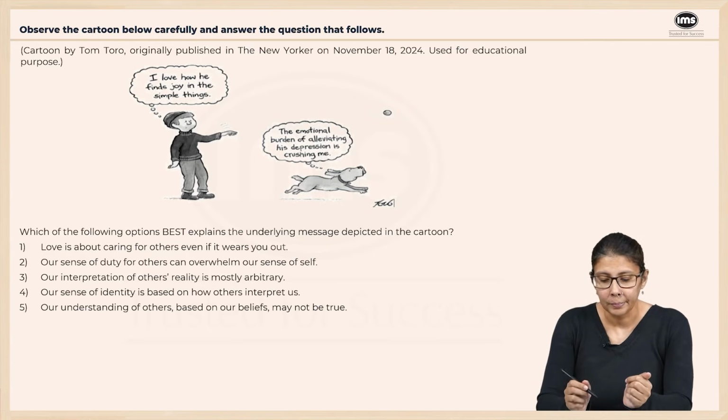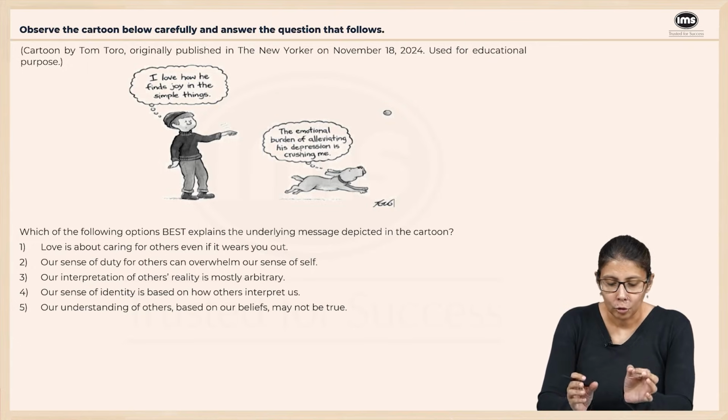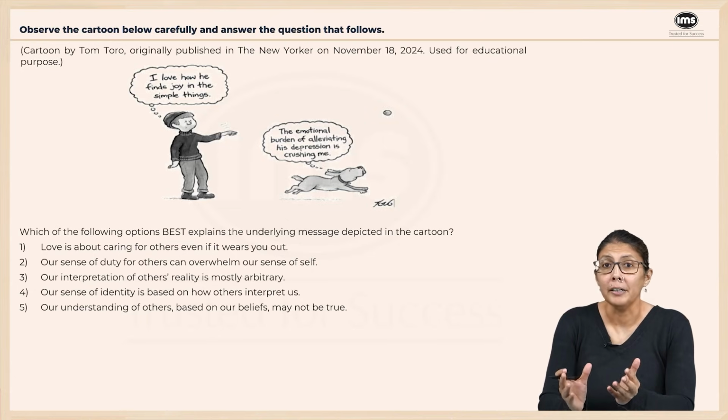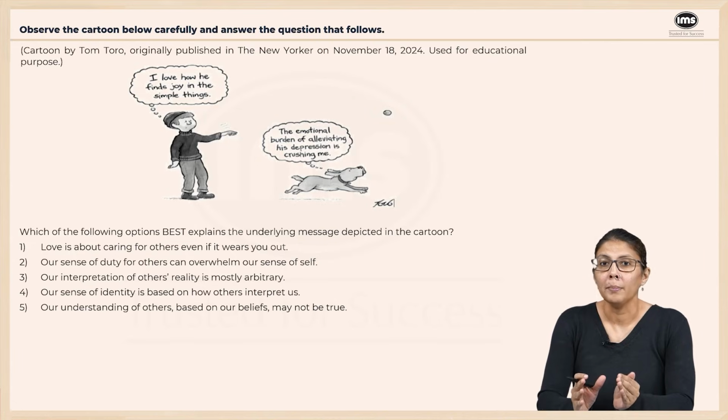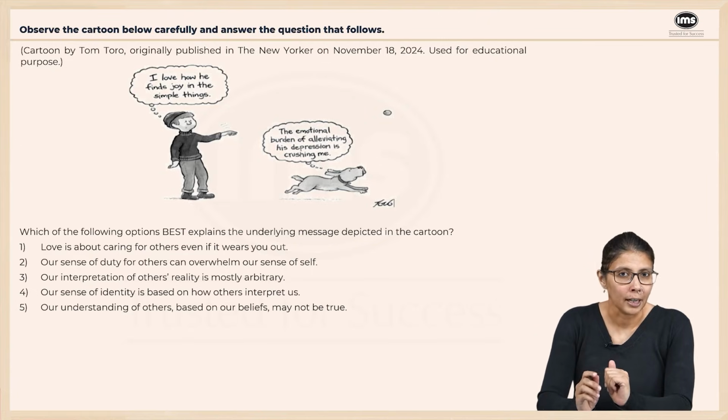The dog is saying, the emotional burden of alleviating his depression is crushing me. So is the dog actually enjoying his life? No. The dog feels that there are a lot of problems in his life. So the message seems to be that the boy is not able to interpret the dog's situation appropriately. He is going by what seems to be true, but the reality is something different. So that's my understanding. Now, if you have the same understanding, I think you can get to the answer.